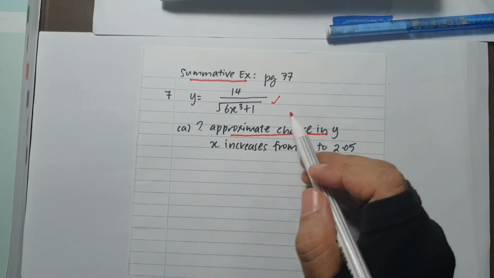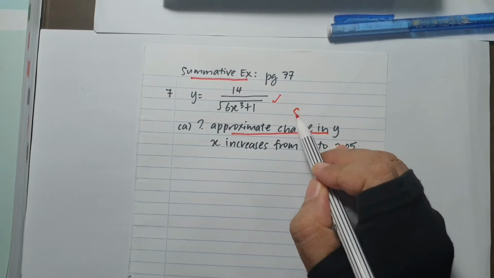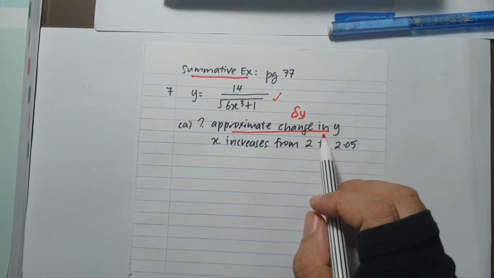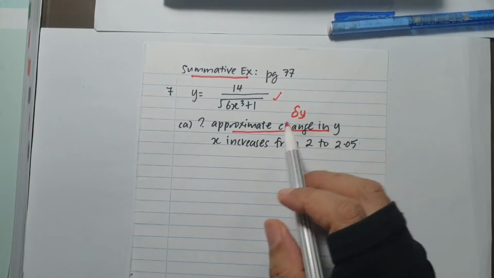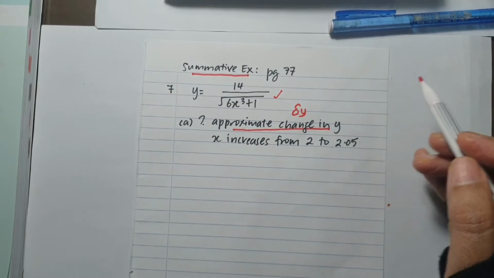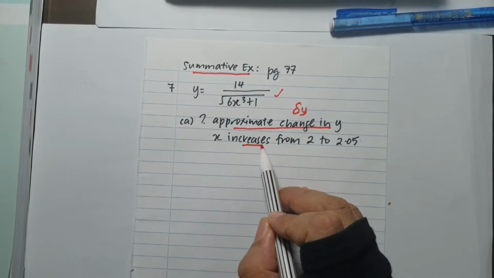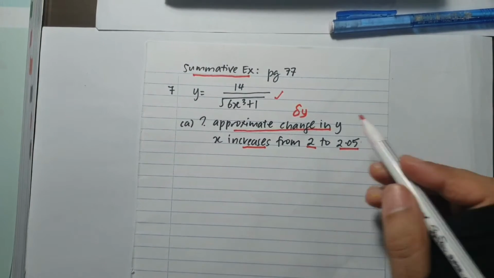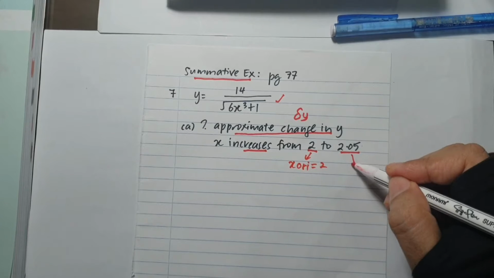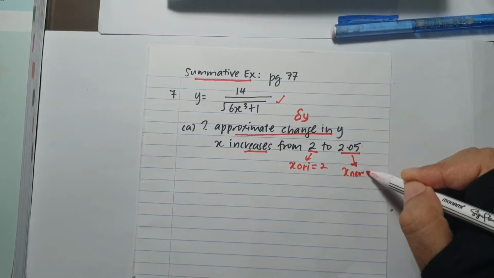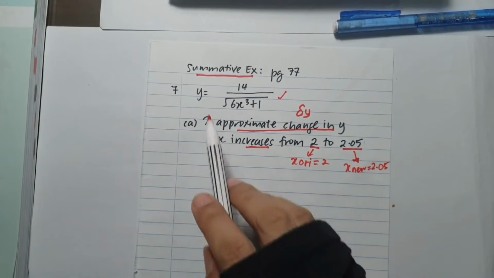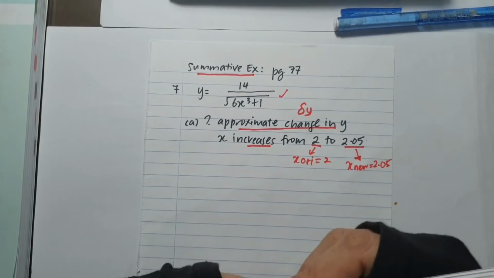The symbol for approximate change in y is delta y, or another word for approximate change in y is small change in y. Maybe a small increment or a small decrement. Increment is positive, decrement is negative. When x increases from 2 to 2.05, you understand this is the original value of x, and this is the new value of x, 2.05.